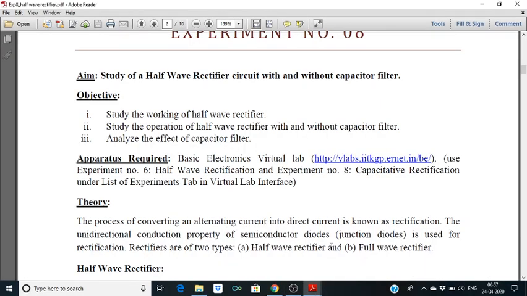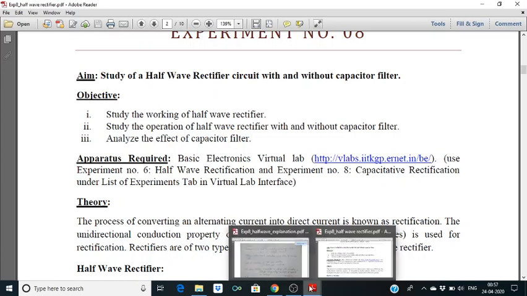Hello everyone. Today we will be performing an experiment to study half-wave rectifier circuit with and without capacitor. We will perform this experiment on virtual lab, as you all must be familiar with.